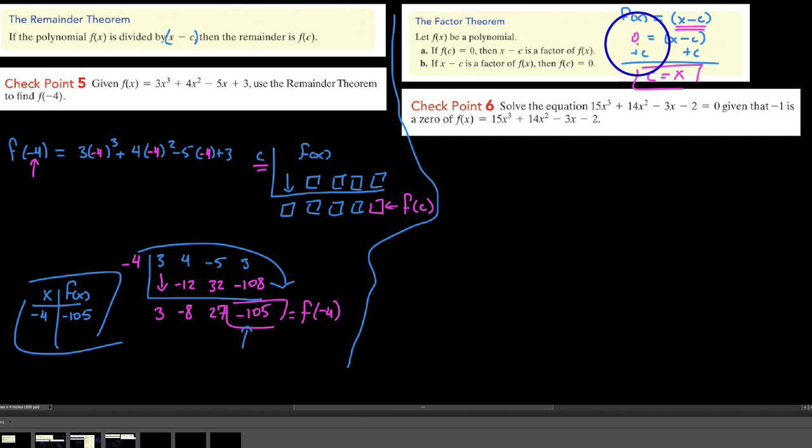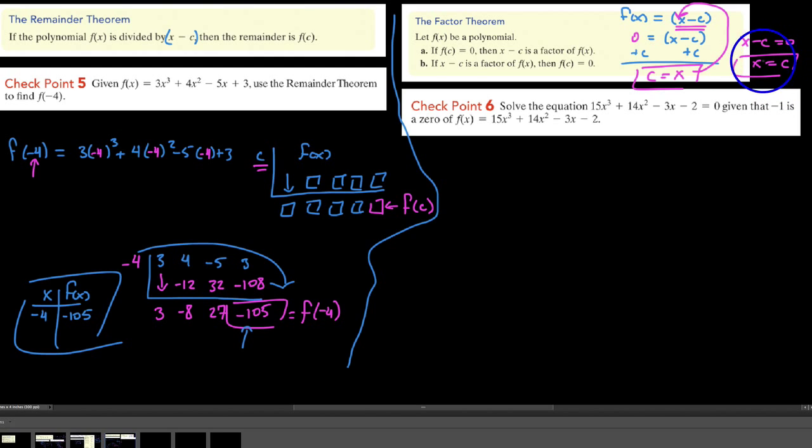But if that is a factor, then the product of all these factors equals 0. In other words, when you plug c back in for x, you'd get c minus c, which gives us 0. So basically, if x minus c is a factor, then x equals c is a zero.